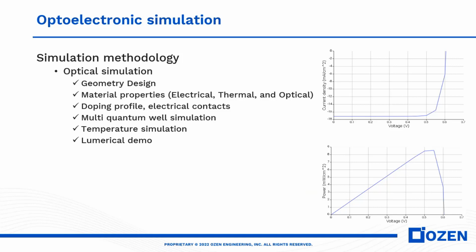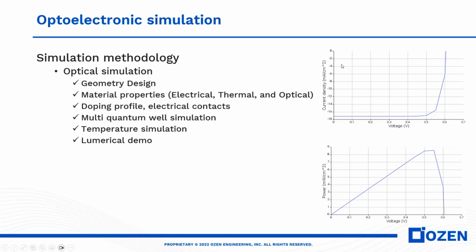Again, in Lumerical CHARGE, we need to define a geometry and material property, but in the material property, we can assign electrical property, thermal property, and optical property. And we can define a doping profile. And if we have a multi-quantum well, we can define the quantum well structure. And also you can simulate the temperature part.